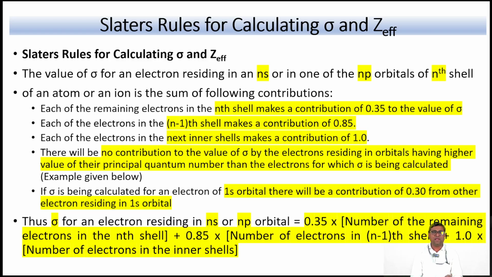Each of the remaining electrons in the nth shell makes a contribution of 0.35 to the value of sigma. That means count 0.35 for the electrons in the nth, that is, the last shell. Each of the electrons in the n minus 1 shell, the penultimate shell, makes a contribution of 0.85, and each of the electrons in the next inner shell makes a contribution of 1.